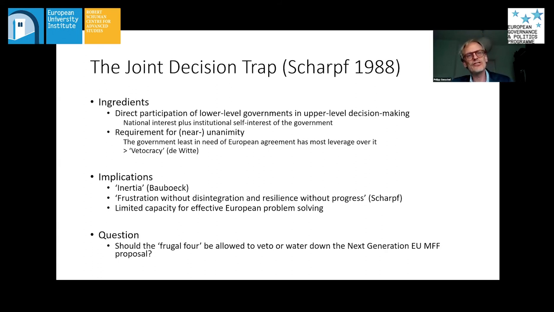The implications of the joint decision trap are obvious. It implies inertia, as Rainer has called it. Fritz talks of frustration without disintegration and resilience without progress. In any event, it clearly limits the capacity for effective European problem solving. A topical question right now is whether the frugal four should be allowed to veto or water down the next generation proposal for the MFF.